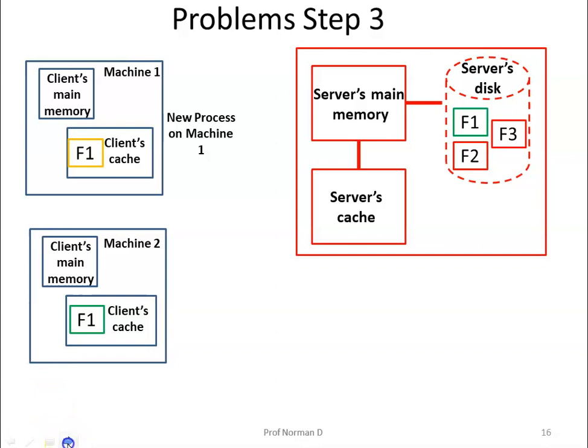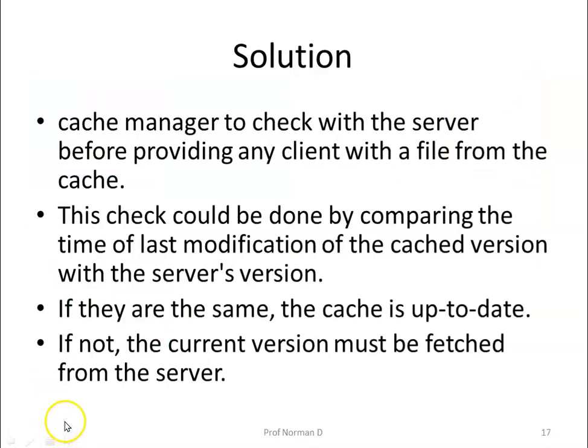So how do we solve this particular problem? A possible way out is to require the cache manager to check with the server before providing any client with a file from the cache. This check could be done by comparing the time of the last modification of the cached version with the server's version. If they are the same, that means the cache is already updated. If not, then another read has to be performed from the server.